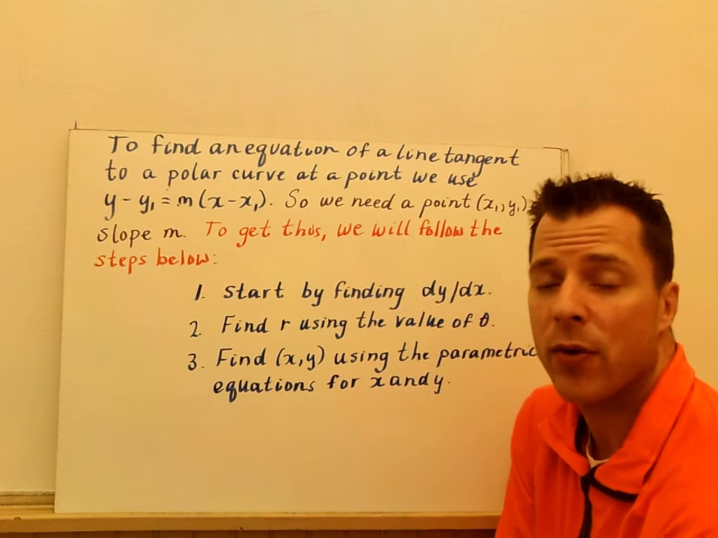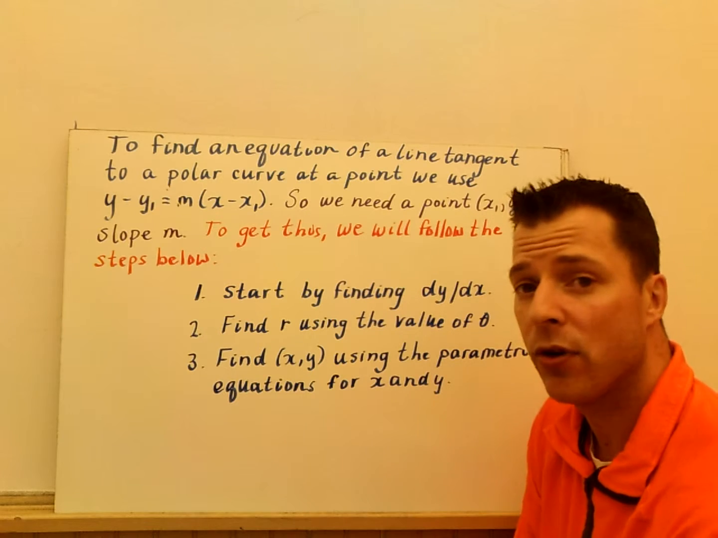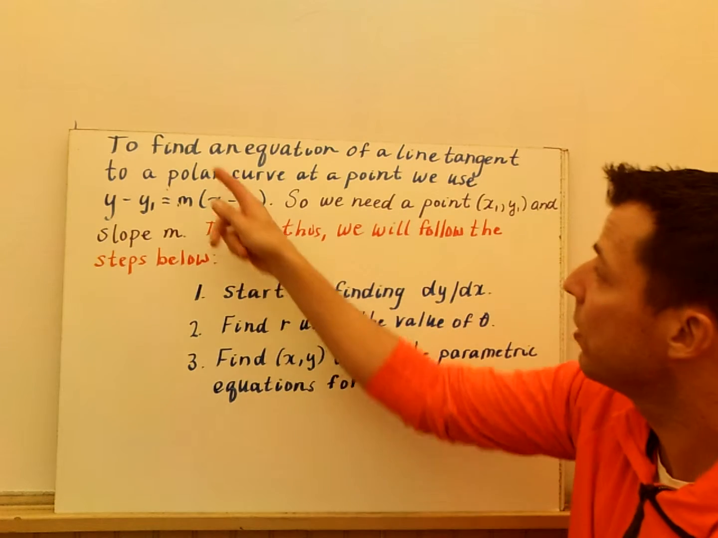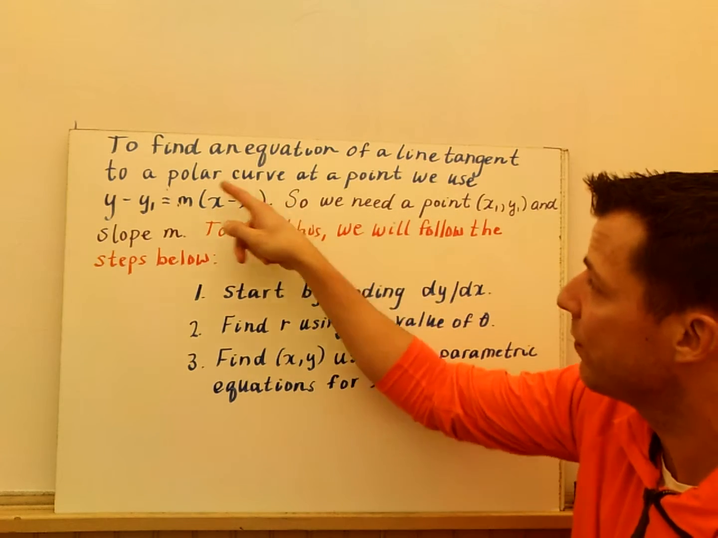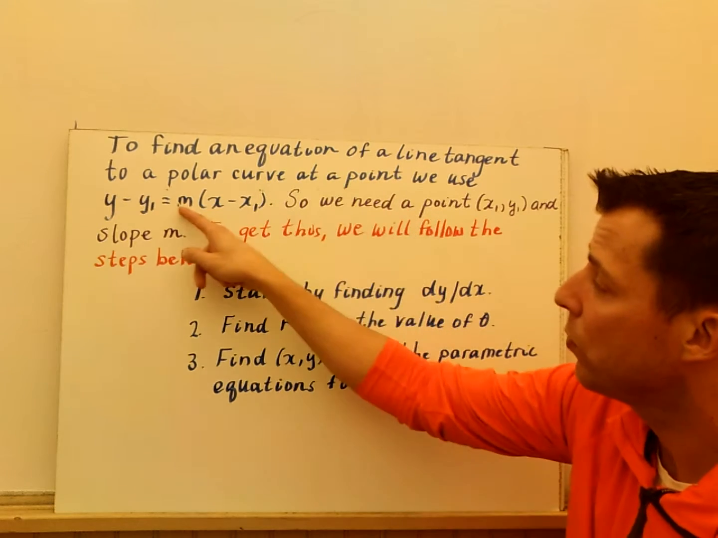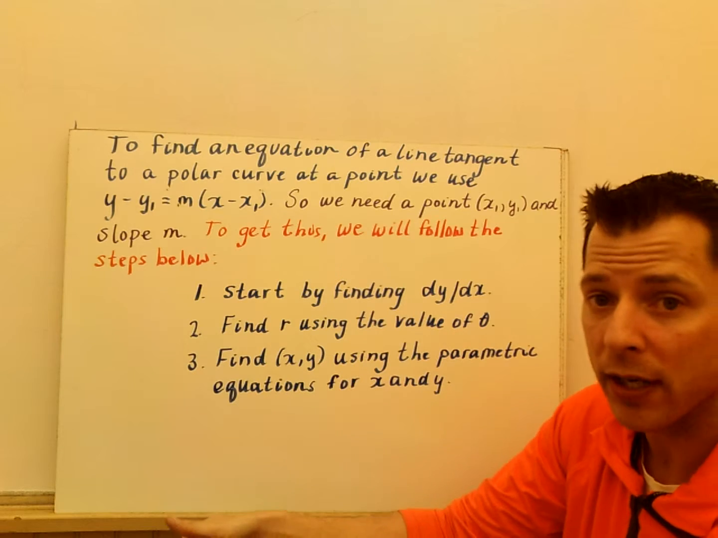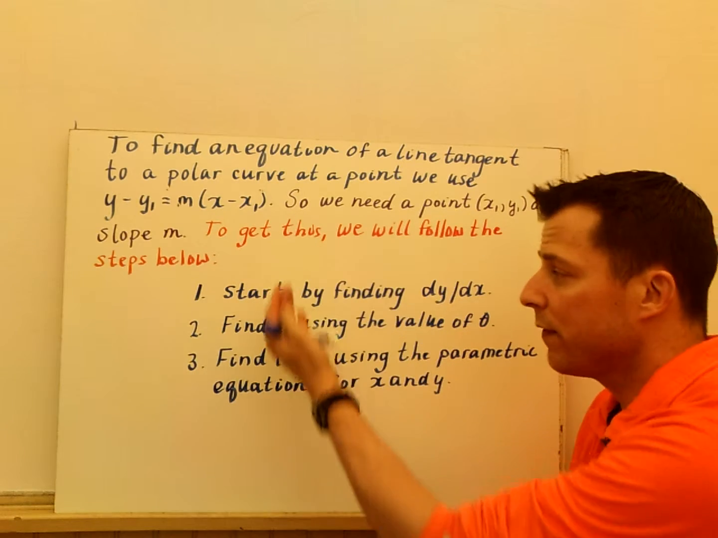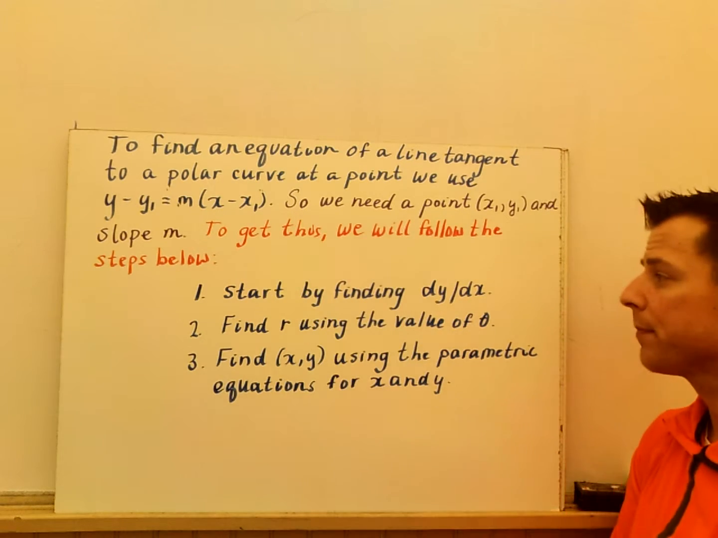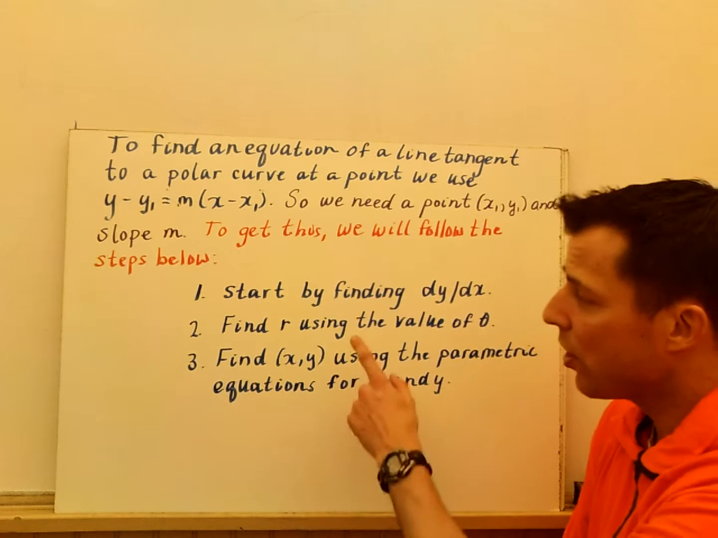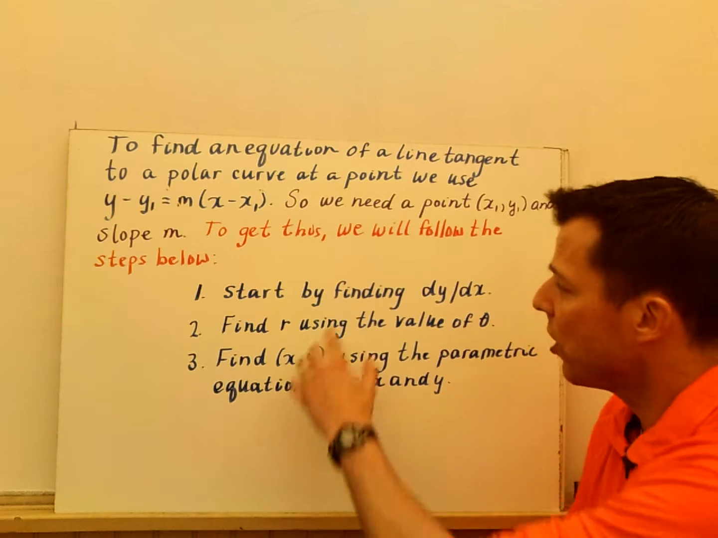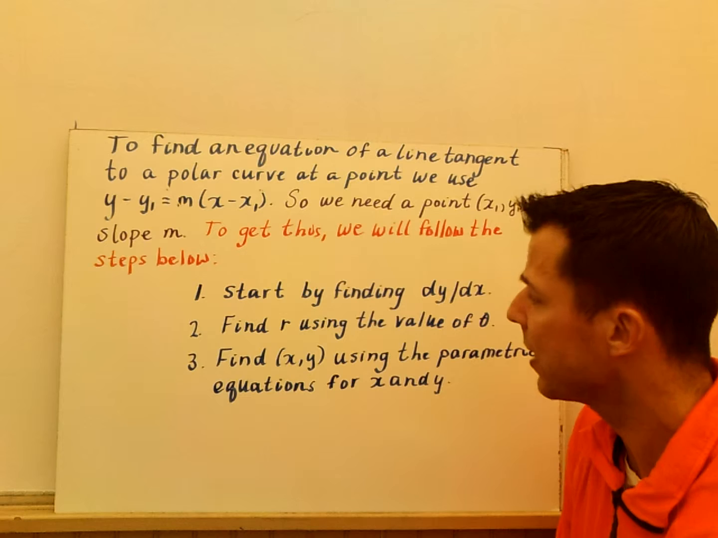Now, in order to write an equation of a tangent line, just like before, you need a point and a slope. So, to find the equation of that tangent line of a polar curve at some point, we use the point-slope formula. So you need the slope and you need the point. To do this, we're going to follow these three steps. Okay? The hardest part, depending on who you talk to, is going to be finding dy dx.